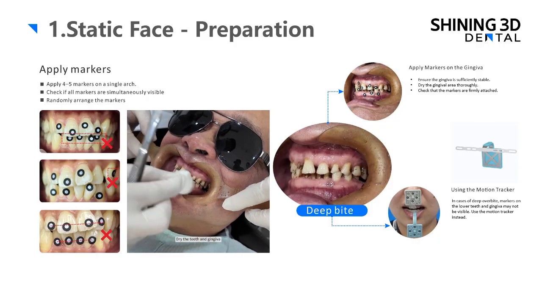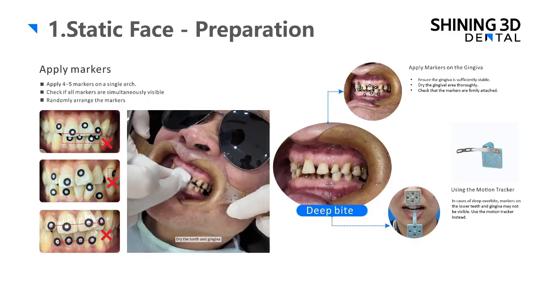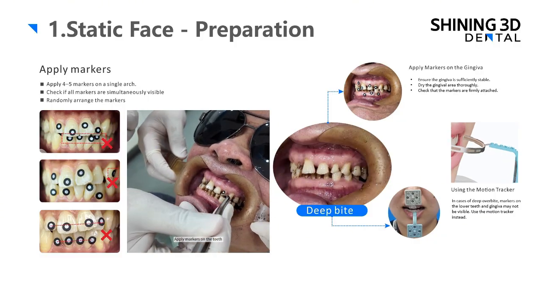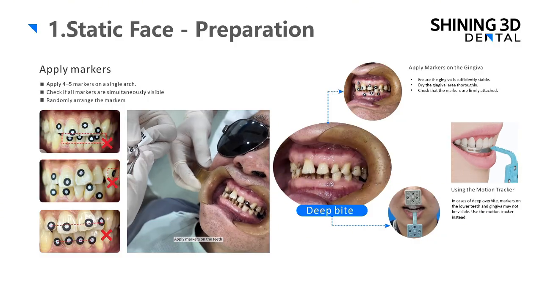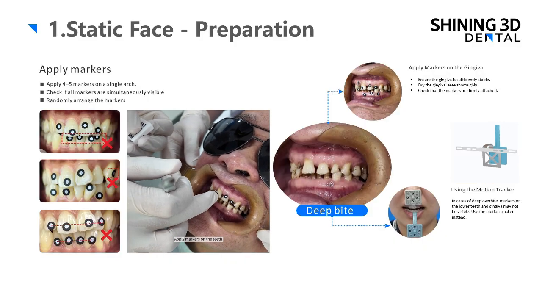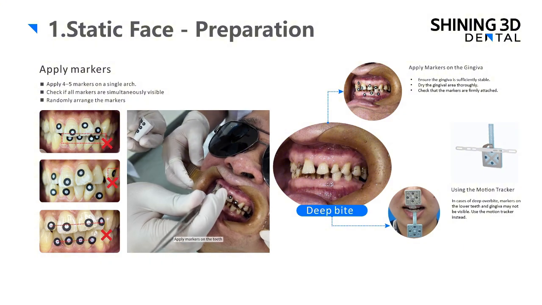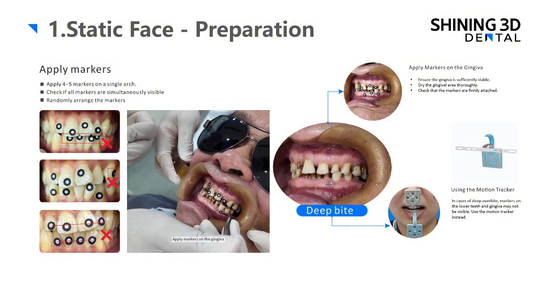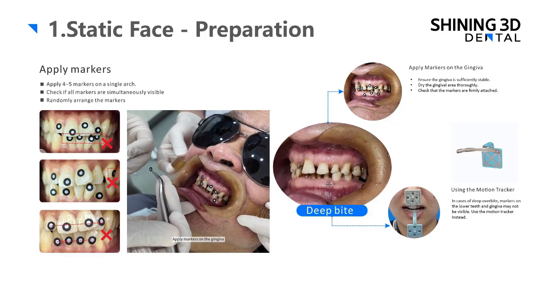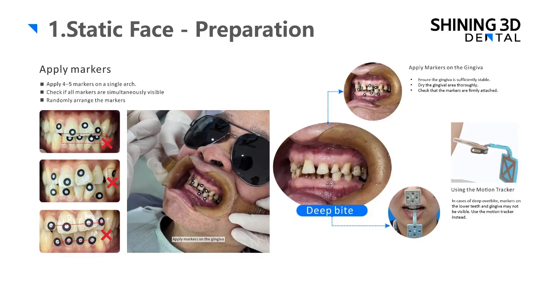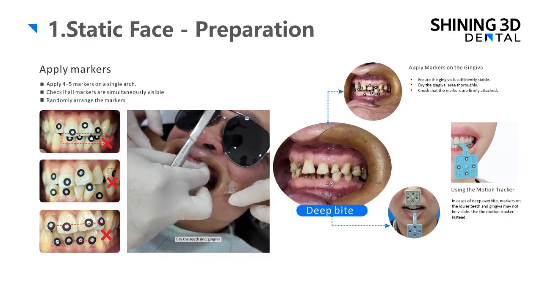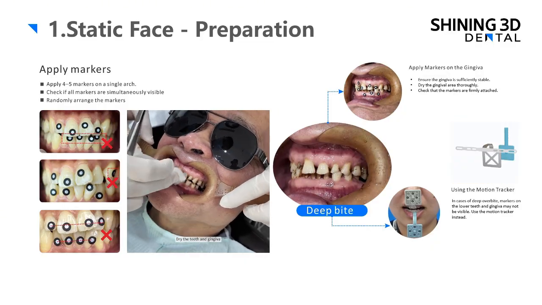Apply markers on the gingiva, as we just mentioned, to ensure the gingiva is sufficiently stable. That's one thing, and also make it as dry as possible. Then check if the markers are firmly attached. Once they move, you'll have to redo some steps. For a deep bite, you can also choose to use the motion tracker. In case of some deep bite, markers on the lower teeth and gingiva may not be visible, so we can use the motion tracker instead.